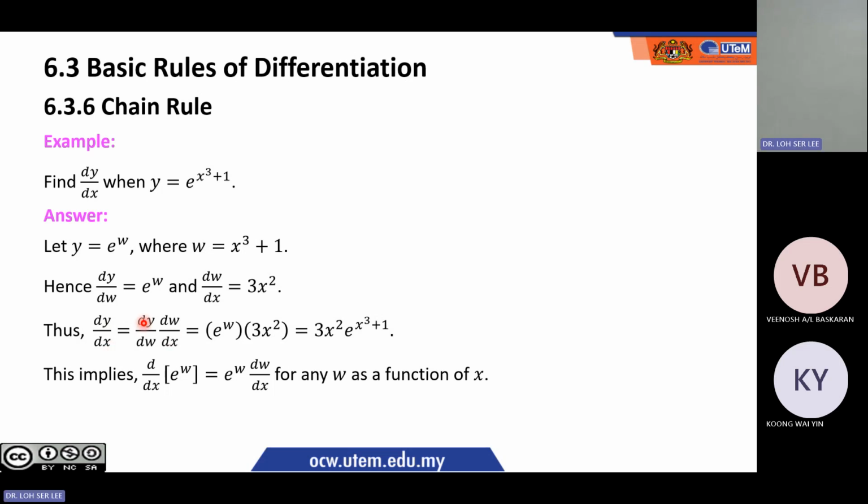So dy/dw is e to the w. dw/dx, differentiate this, you get 3x squared. Then this one times this, but you need to change the w back into x. This one.